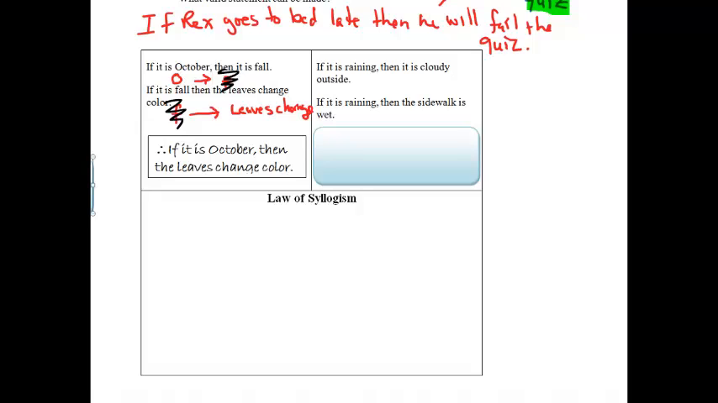Can you do the law of syllogism wrong? Well, we're going to see you can from this last example. Let's break these down into hypothesis and conclusions. If it is raining, then it is cloudy outside. So let's say raining implies cloudy. And our next one says if it is raining, then the sidewalk is wet. Raining implies wet sidewalk. Can we make a new statement out of these? Well, this is a no valid conclusion.